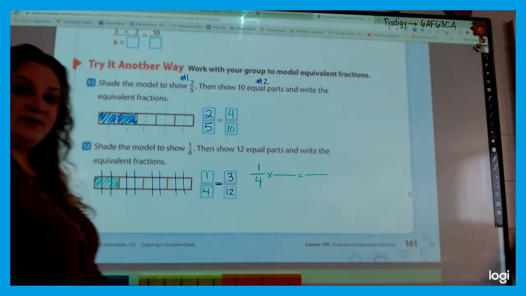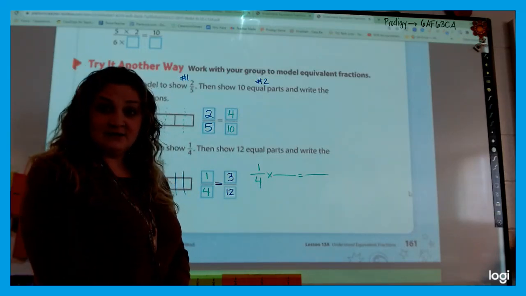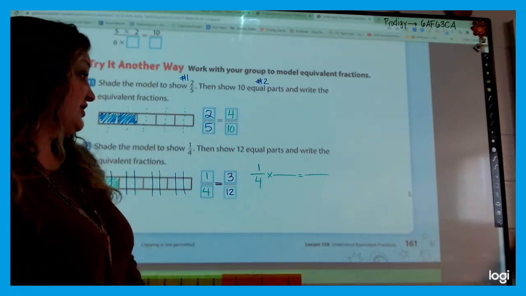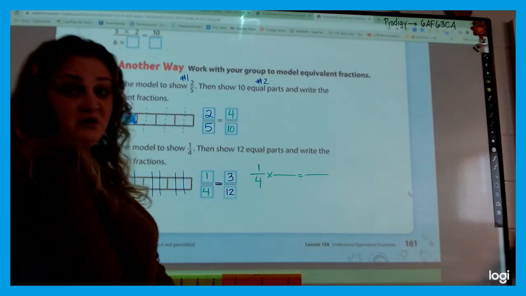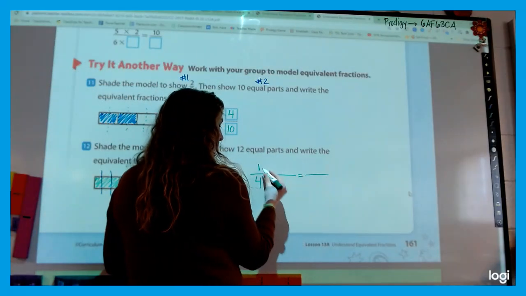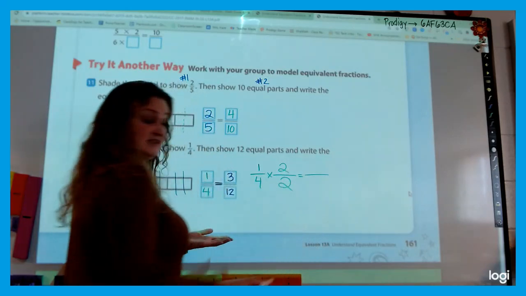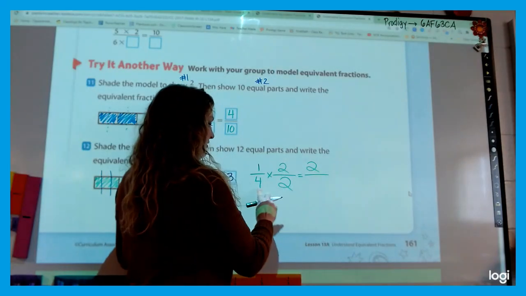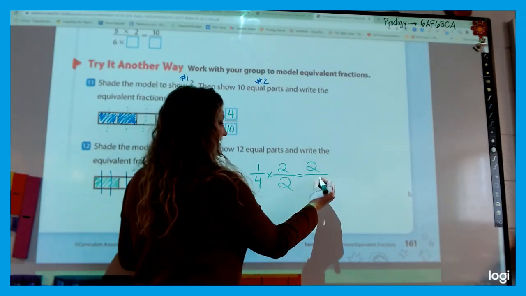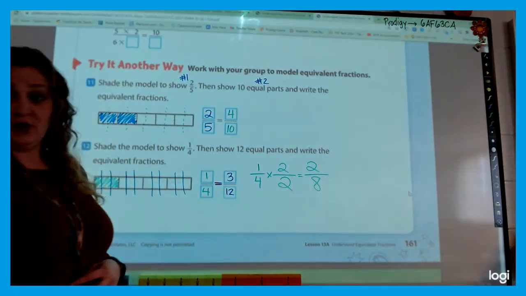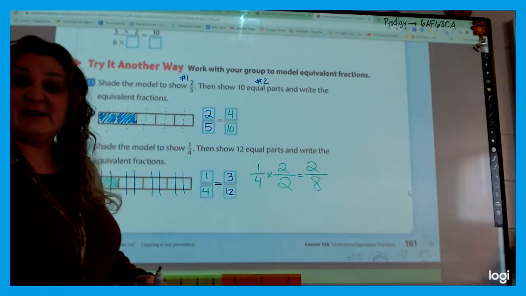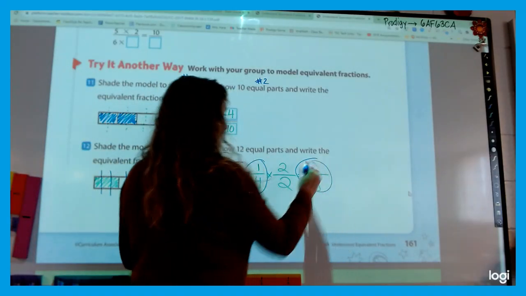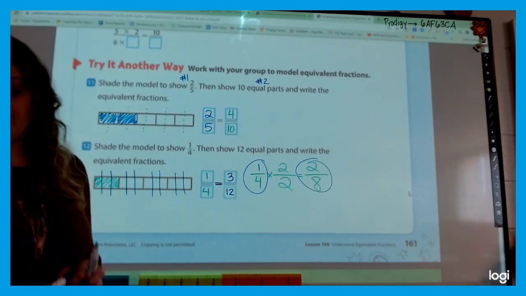I need you to come up with an equivalent fraction to 1/4. So we'll do this one all together. Remember, you can pick any number you want. So I'm just going to go ahead and do 2, okay? 2 is always one that works. So I'm going to multiply 1/4 by 2 over 2. And let's see what we get. 1 times 2 is 2. 4 times 2 is 8. So if I had asked you to find an equivalent fraction to 1/4, we can say 1/4 is equivalent to 2/8, right?